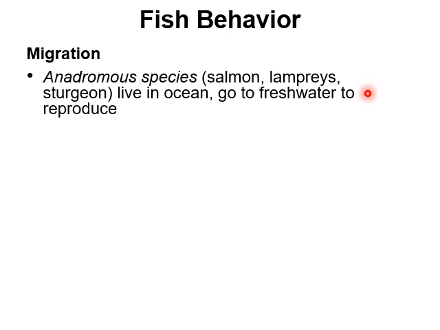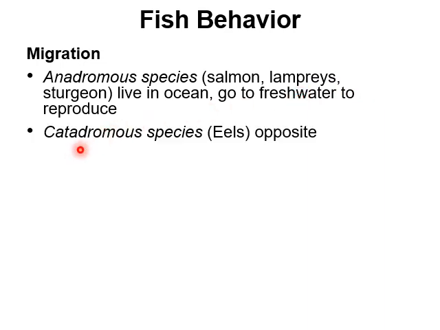Little babies are born in freshwater in a river or a creek or whatnot. Then that little baby fish goes down to the ocean and lives out its life there before going back to the river in order to reproduce. So that's anadromous. The opposite of that is catadromous species. This includes like the North American eel, for instance.